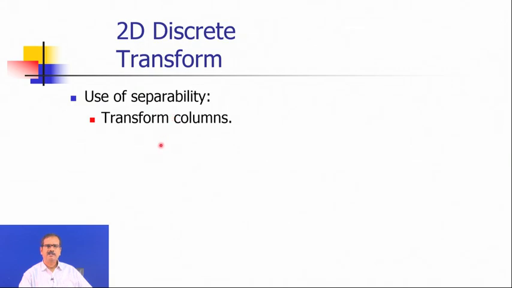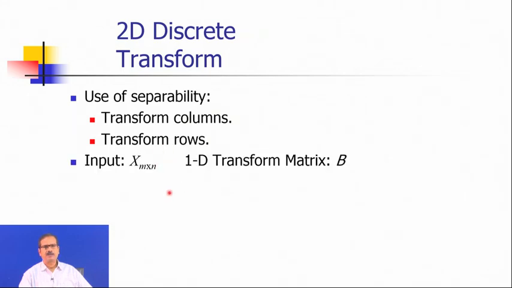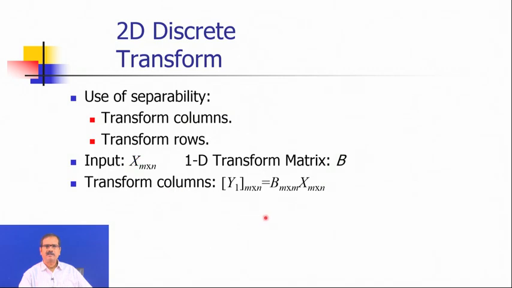So, let us consider. The computation would be in this way, that you can transform columns and then you can transform rows. Suppose you have a one dimensional transform matrix B and your input is given in terms of an m cross n matrix, that is your data. So, first I can transform the columns of this input data, that is the image, in this case some m cross n image block. So, I will be transforming the columns. We know that the dimension of each column is m.